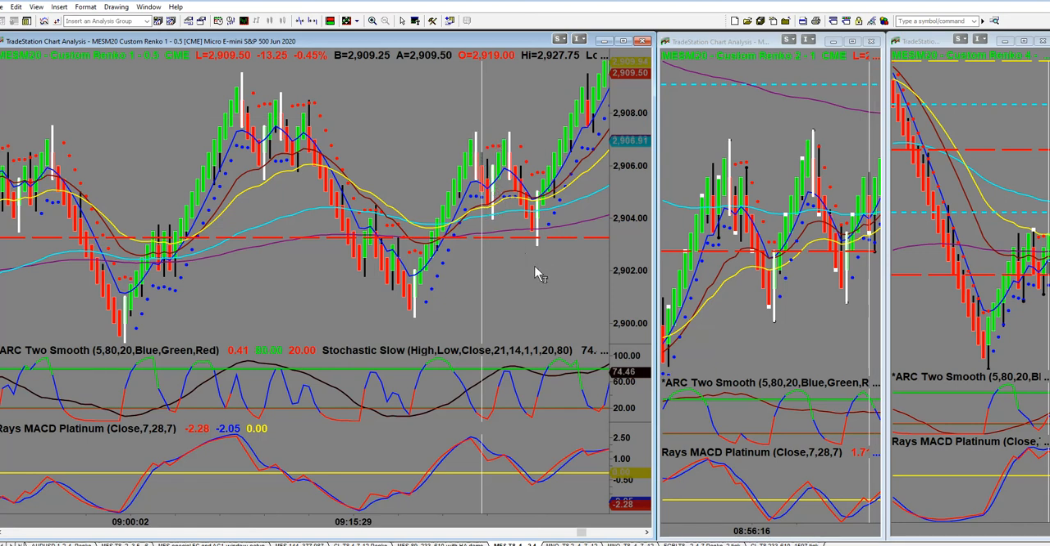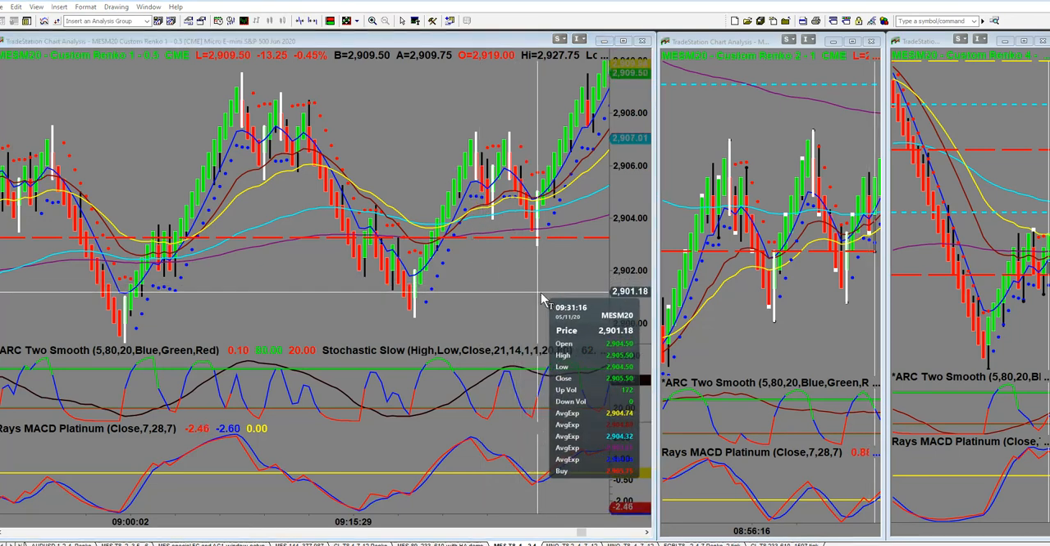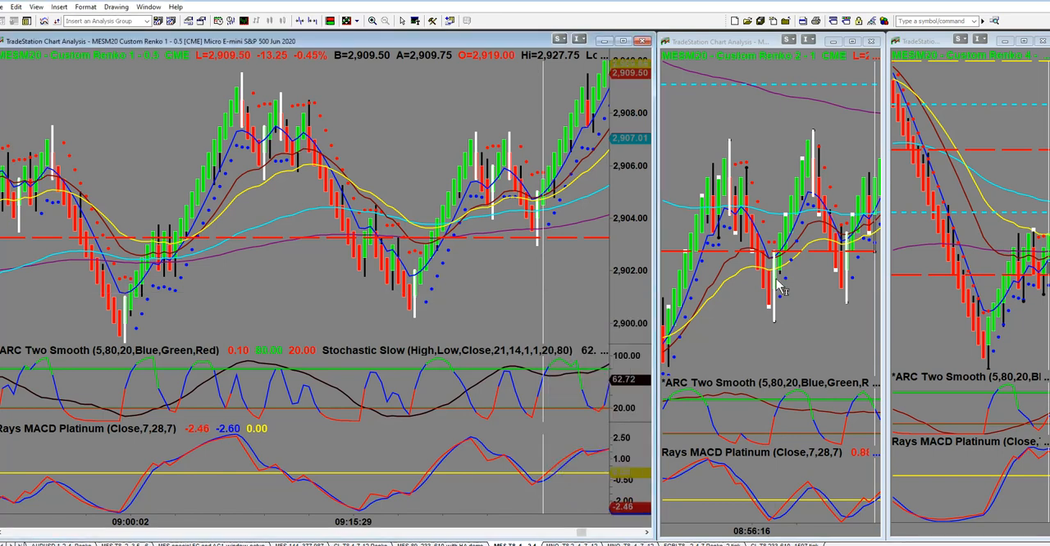It came down here, bounced up, and only went down 3, I call them steps, which is only $7.50. So I would have still been in that trade, and then it reversed, and then you had another 2B. Okay, why is this a 2B? See how the 8 is above the 34? Look at this, we're heading up, the 8 is above.